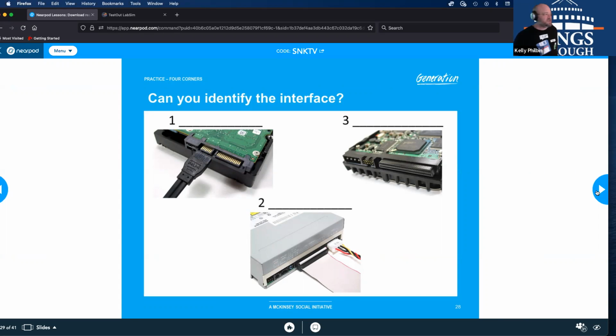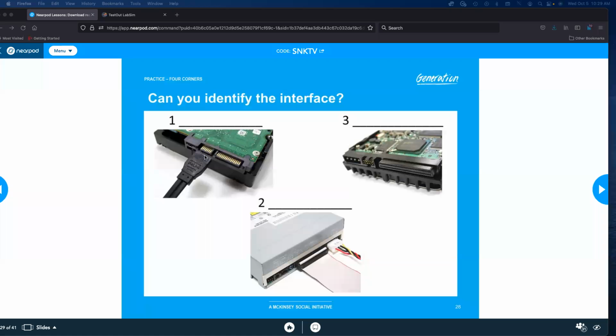Blanca, can you tell me what number one is? What kind of connection is that right there? What are we looking at? USB. It has kind of an L shape to it. Not quite a micro. You're seeing it from the bottom, which is why it's a little confusing.